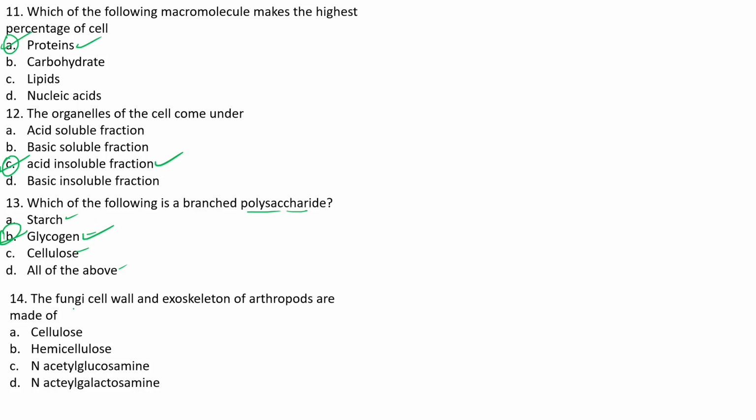The next question: the fungi cell wall and exoskeleton of arthropods are made of cellulose, hemicellulose, N-acetyl glucosamine, and N-acetyl galactosamine. The answer for this is actually chitin. But if we consider the sugar unit that is present in chitin, it is actually N-acetyl galactosamine. So we can say that D is more appropriate. If they had given chitin as an option, then chitin would have been the answer. But we have to consider the sugar unit that they have given here. It is N-acetyl galactosamine, which ultimately forms chitin. So D is our right answer.